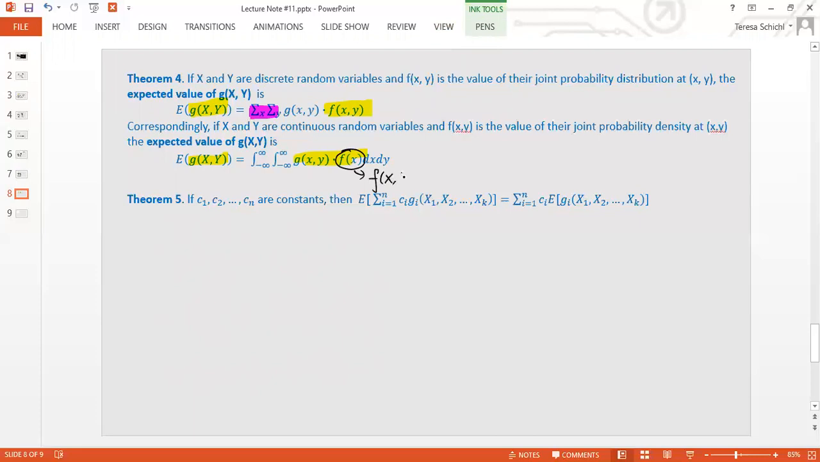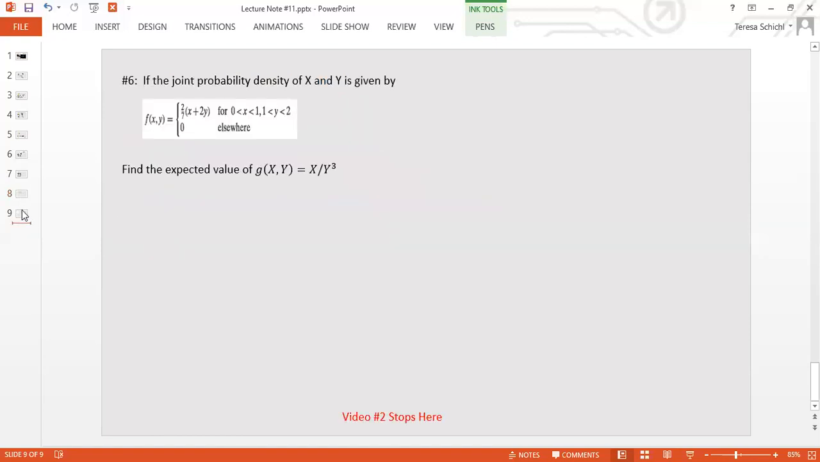This should be x and y here, so it should be the joint density, and then you integrate dx dy. Theorem number 5 is the same: if you have a linear combination, you can just take the expected value inside for several random variables. That's just like when we do calculus, you have double integrations and triple integrations. Okay, so let's take a look at this one here.